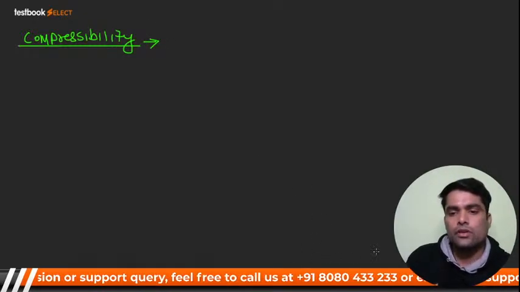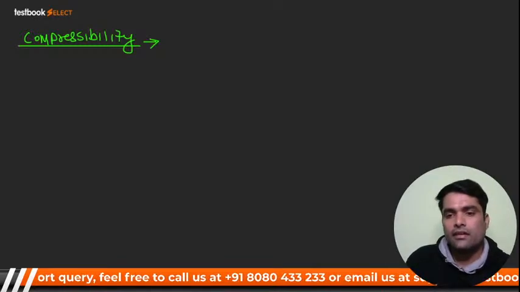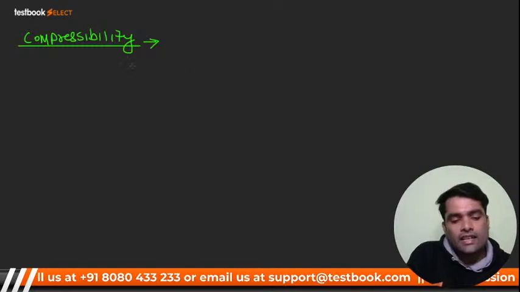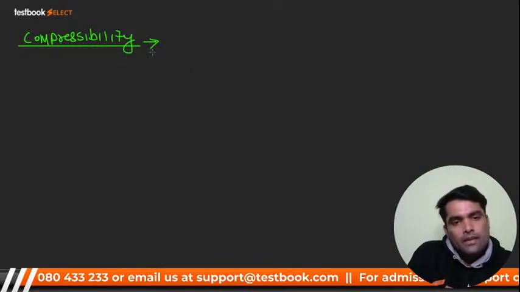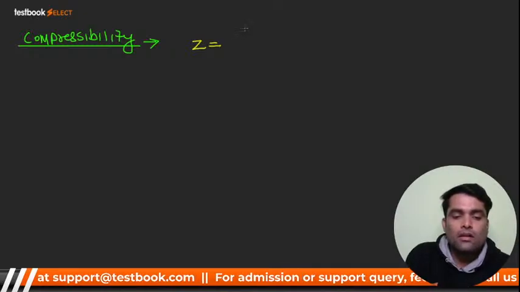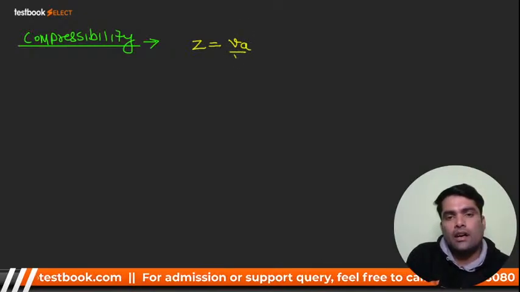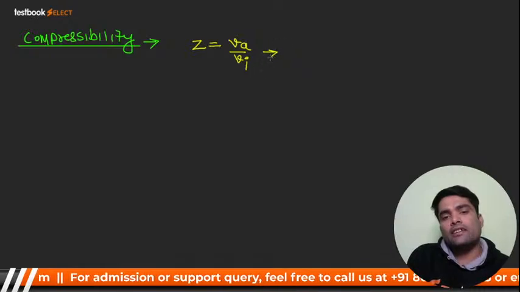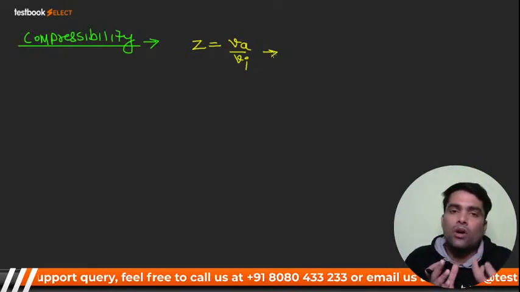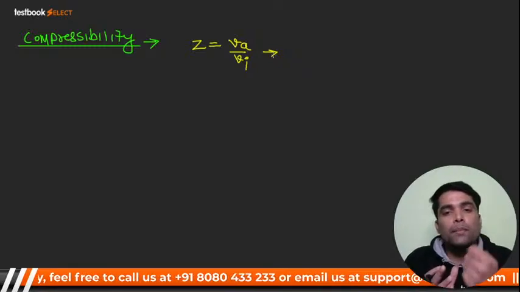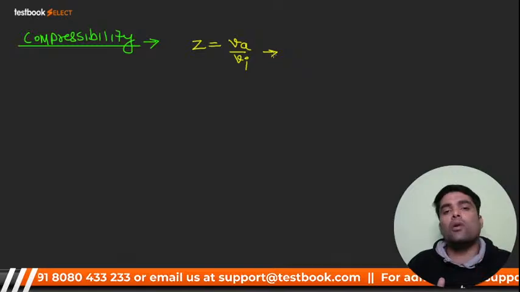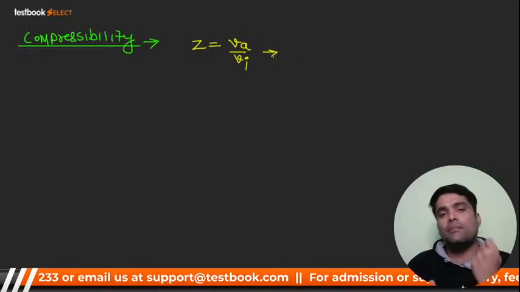Okay, so see here, listen to me very carefully. What is compressibility? You know that Z is denoted by Z, and it is equal to VA by VI, right? And what it indicates? It indicates the volume occupied by the actual gas per unit of ideal gas volume. Ideal gas के मुकाबले actual gas कितना volume occupy करता है, that is represented by the compressibility factor, right?